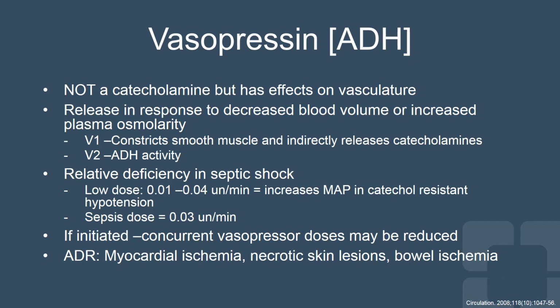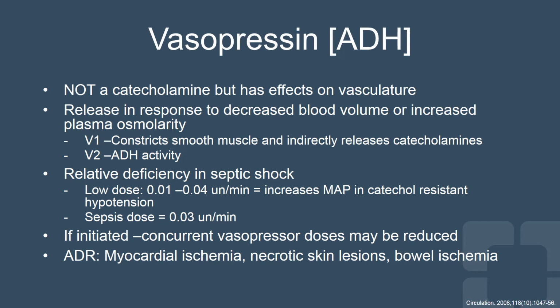Now, when you do initiate this, you will potentially see that the concurrent vasopressor that you're using, typically norepinephrine, may be reduced as you add on that agent. You will be able to restore their vasopressin stores, and they increase in MAP due to the catecholamine resistance. You can come down a little bit on the norepinephrine dose. Adverse drug reactions include myocardial ischemia, necrotic skin lesions, and bowel ischemia.